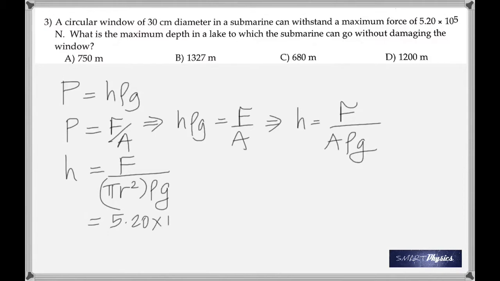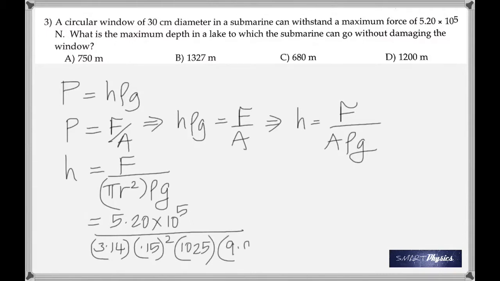That's the given force divided by pi times 15 centimeter is the radius, so 0.15 meter. Density is 1025. Here it's 1000, because it's fresh water, not 1025. It is in fresh water. Okay, so you get 751 meter.